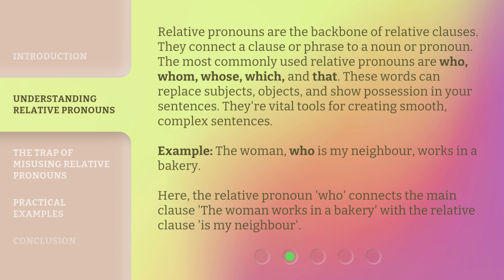Example: the woman, who is my neighbor, works in a bakery. Here, the relative pronoun, who, connects the main clause, the woman works in a bakery, with the relative clause, is my neighbor.